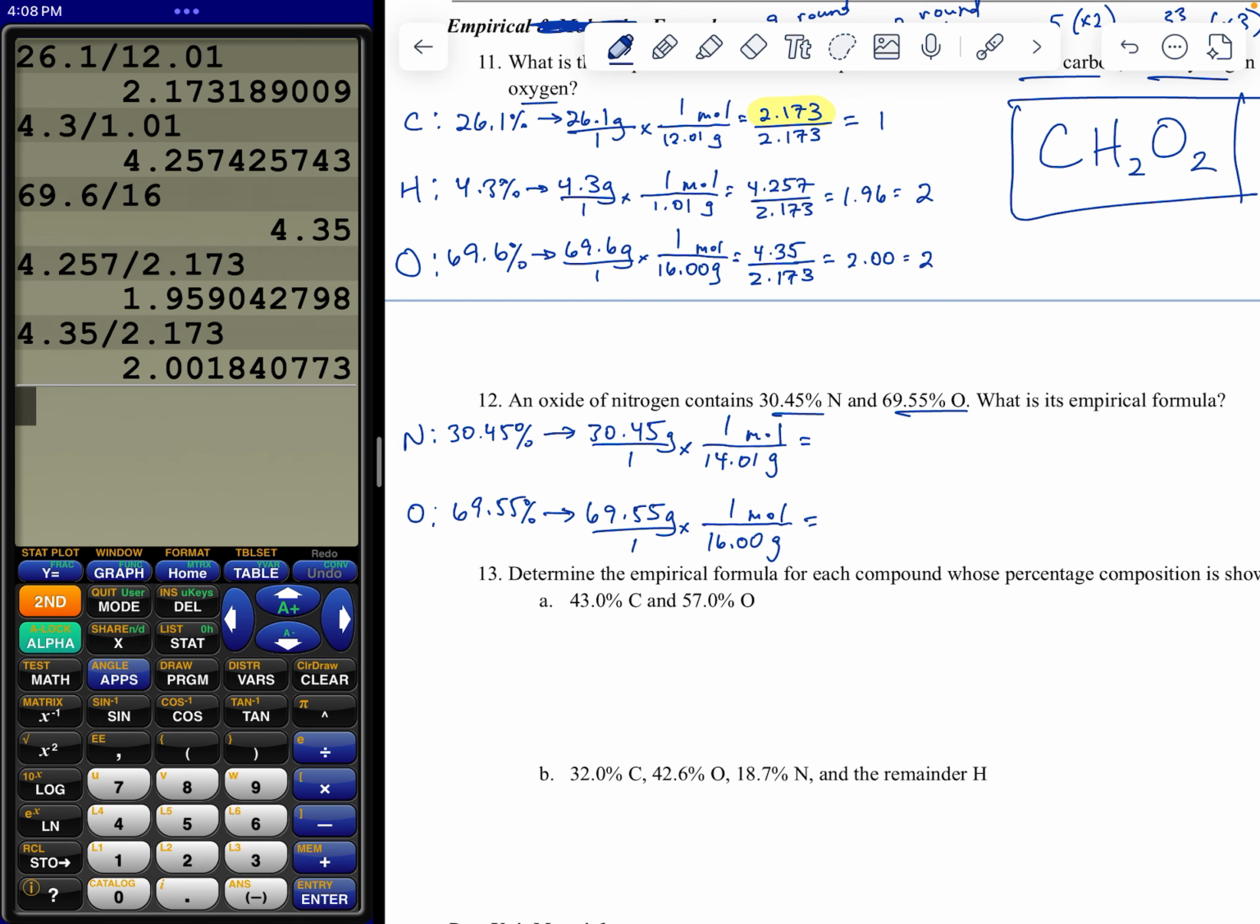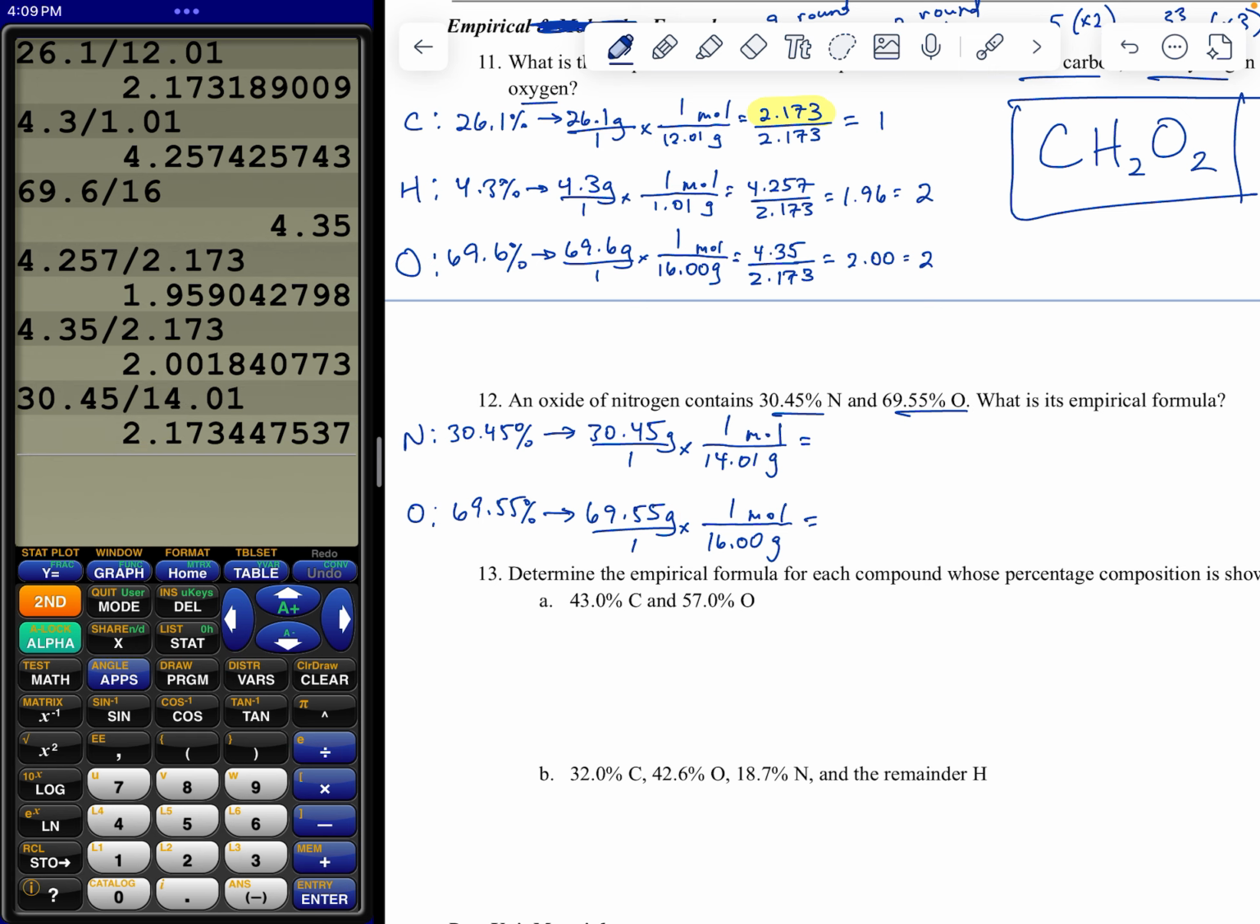And now this is the step where we are going to make sure we don't round too soon. So about the thousandth place, or 3 numbers after the decimal. 30.45 divided by 14.01. And we get 2.173. And again, you can add a fourth too. The more precise you are, usually the better that the ratios end up working out in the end.